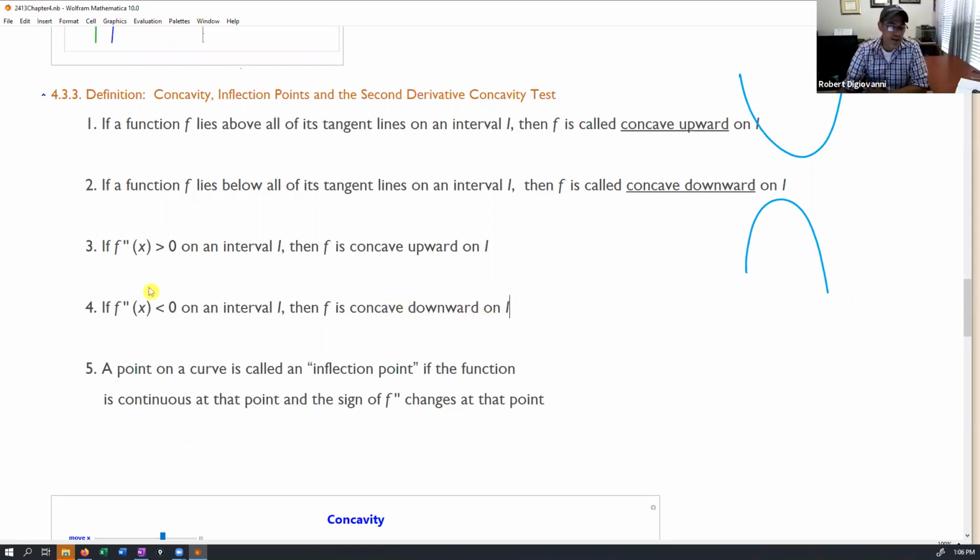Now, anywhere where the second derivative is positive, we're concave up. Anywhere where the second derivative is negative, we're concave down. And to answer Austin's question, the point where it would switch would be where the second derivative is 0, or perhaps undefined. So if you go back to what we did last class, okay?